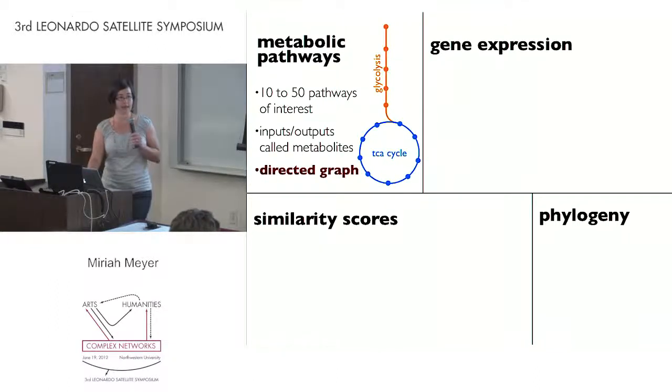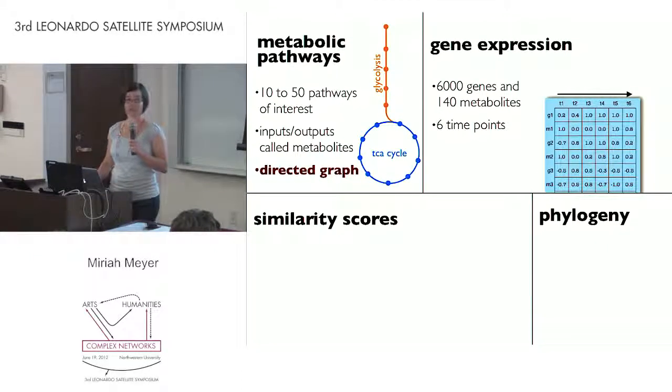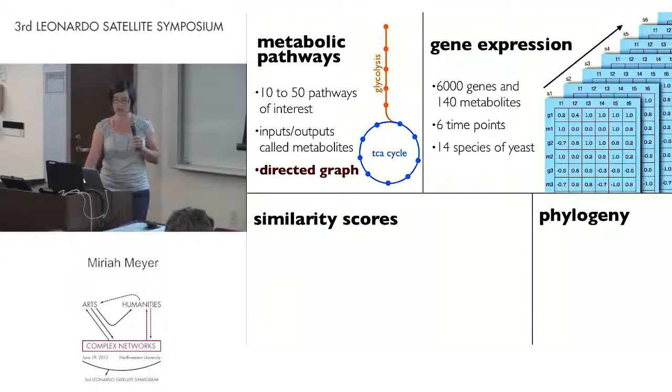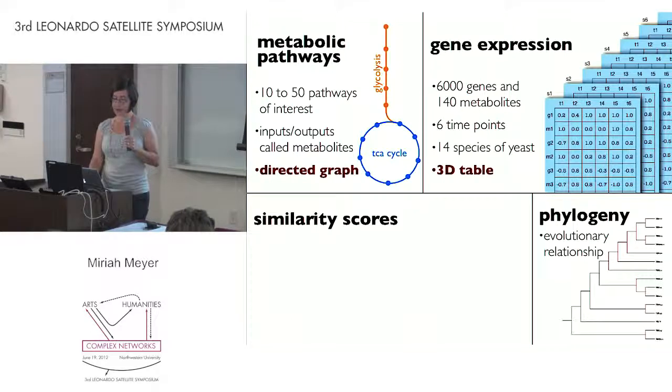They also had collected lots of gene expression data for 6,000 genes and 140 metabolites. They'd done so at 6 different time points in the growth cycle of yeast and collected this for 14 related species of yeast. And this information was represented as a 3D table of values. So then they had the phylogeny of these species, which basically represented their evolutionary relationship. This data is represented as a binary tree.